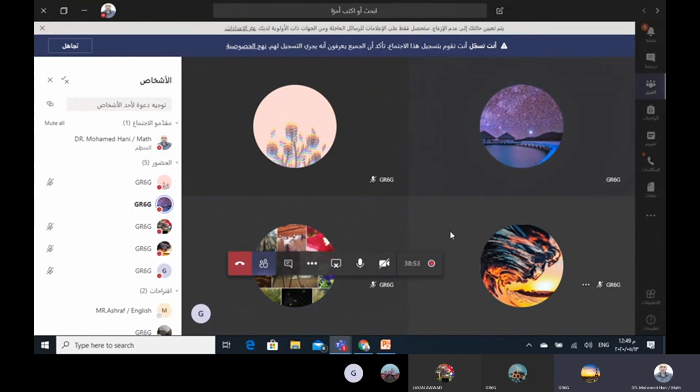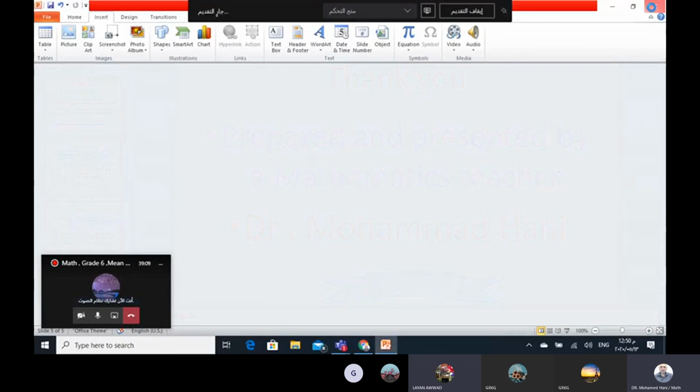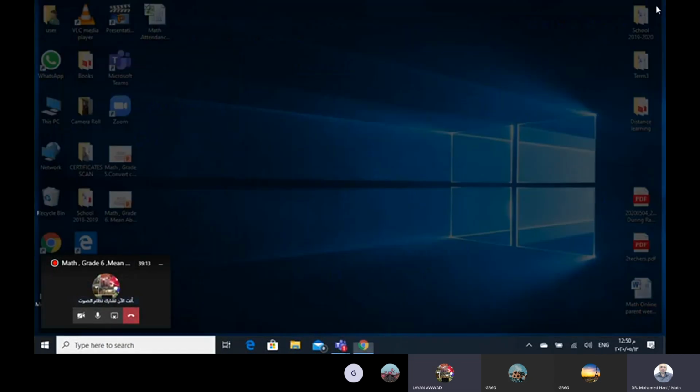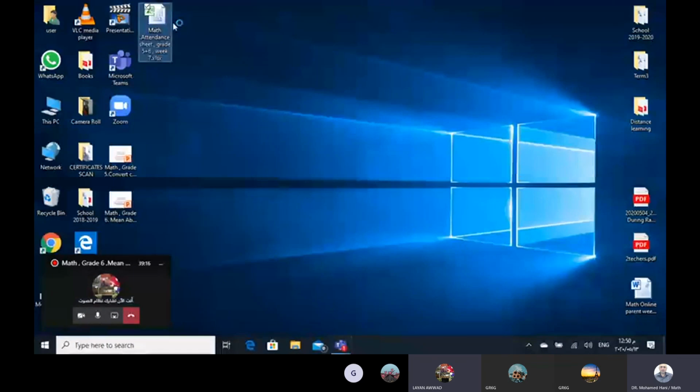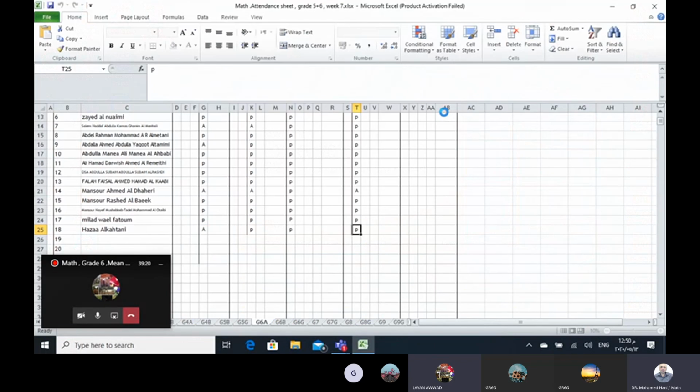Mean absolute deviation. We have 3 steps to find the mean absolute deviation. What are the steps? Find the mean, great. Then find the distance, great. Then add them, and then divide. Find MAD, the total average. Excellent.